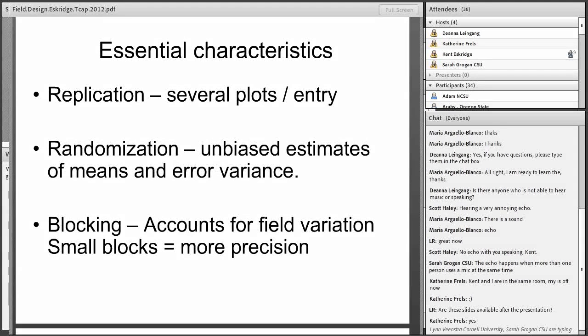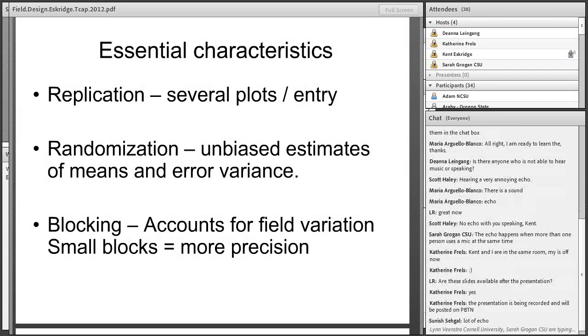And then finally, because you have lots of field variation, blocking is an important issue. If we've got lots of variation in the fields, then we need to break the field up into smaller areas that are called blocks that are hopefully more uniform within the block. And then you can plant your entries within a smaller block and hopefully have a more precise estimate of what the differences are.